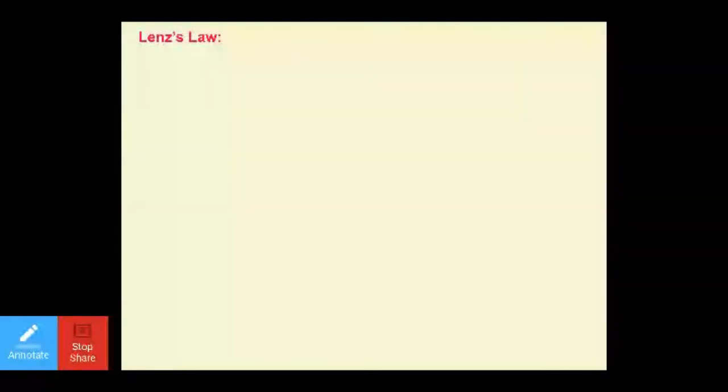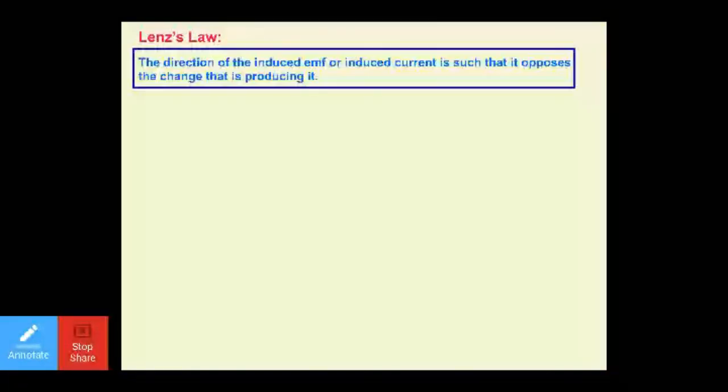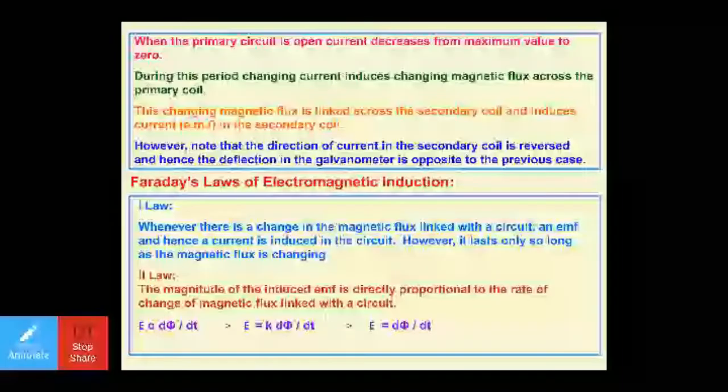The second very basic law, a very important law, is Lenz's law. What Lenz's law says: the direction of induced EMF or induced current is such that it opposes the change that is producing it. Let me take you back to the points again.